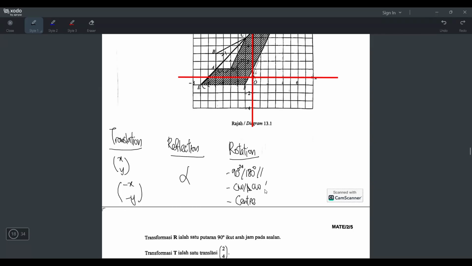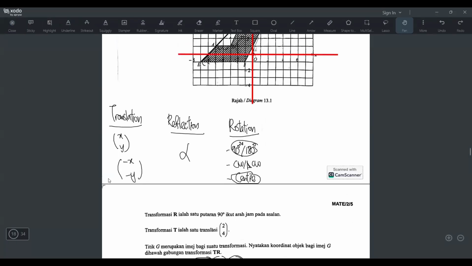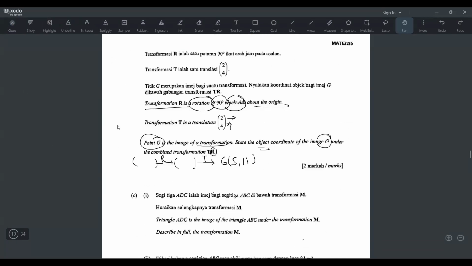But when you do it in reverse, the angle will stay the same. The center also will stay the same. The only thing that changes is the direction. So clockwise becomes anti-clockwise, and anti-clockwise becomes clockwise. So later, if I want to do rotation in reverse, everything is the same except the direction. Okay, so I think this is enough for me to do this question already. So let's go to the question now.